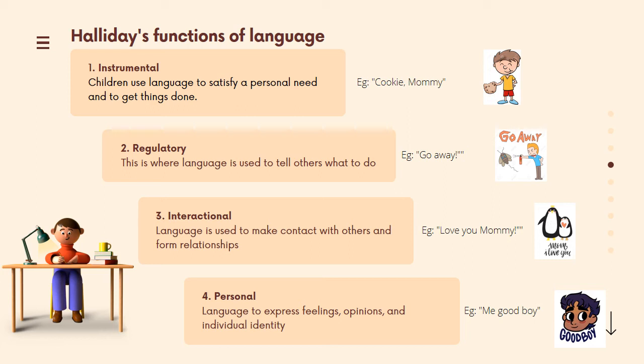Second function is regulatory. This is where language is used to tell others what to do. For example, go away. The third function is interactional. Language is used to make contact with others and form relationships. The child may say, I love you, mommy, or I love you, daddy. The fourth function is personal. Language to express feelings, opinions, and individual identity. For example, me, good boy, or I'm a good boy.